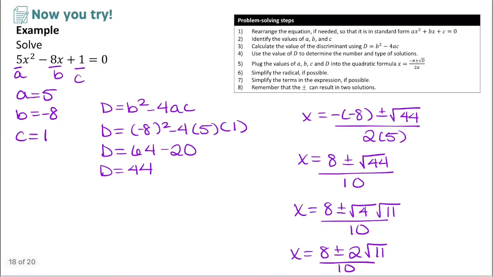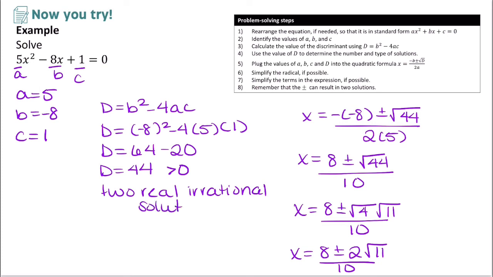So here we have our equation already in standard form, so we just label a, b, and c. So a is 5, b is negative 8, and c is 1. We calculate d, we get d equals 44, and so since that's greater than 0, we have 2 real, and then since 44 is not a perfect square, we have 2 real irrational roots, okay?